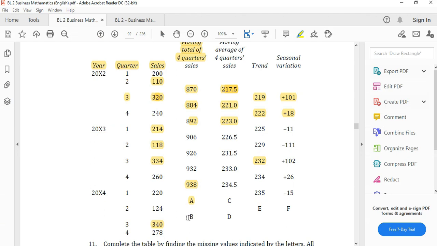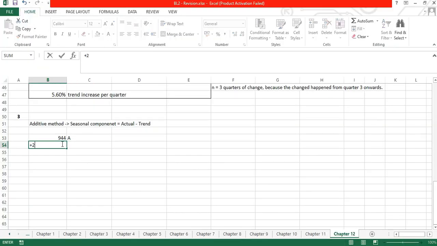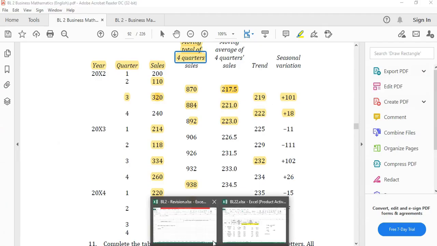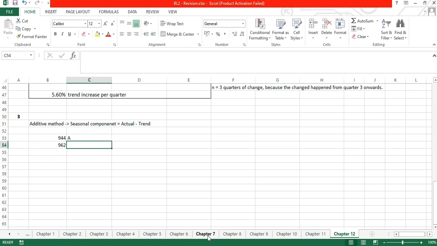What's B then? So we started from 260. Now for B we have to start from 220. And we should see there should be 4 numbers. I have clearly told you all during the lectures. Without four numbers, don't go to add because this is the moving total of four quarters, four numbers. All right. So it will be 220 plus 124 plus 340 plus 278 is B.